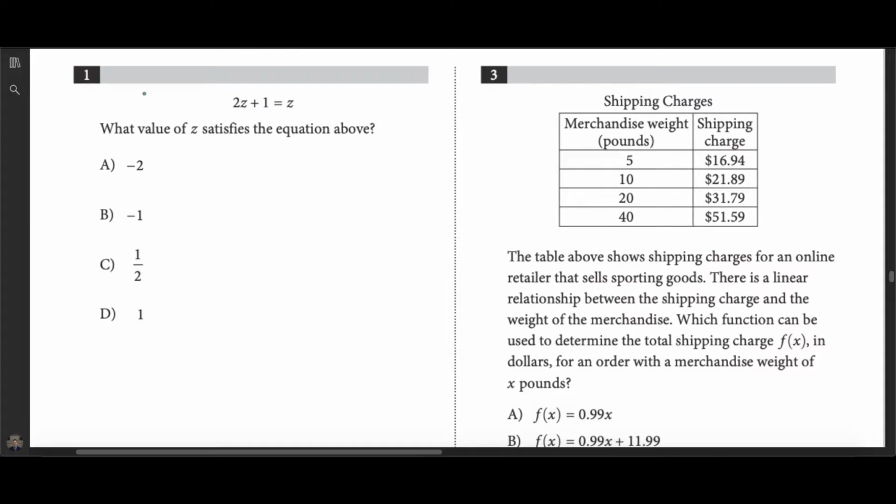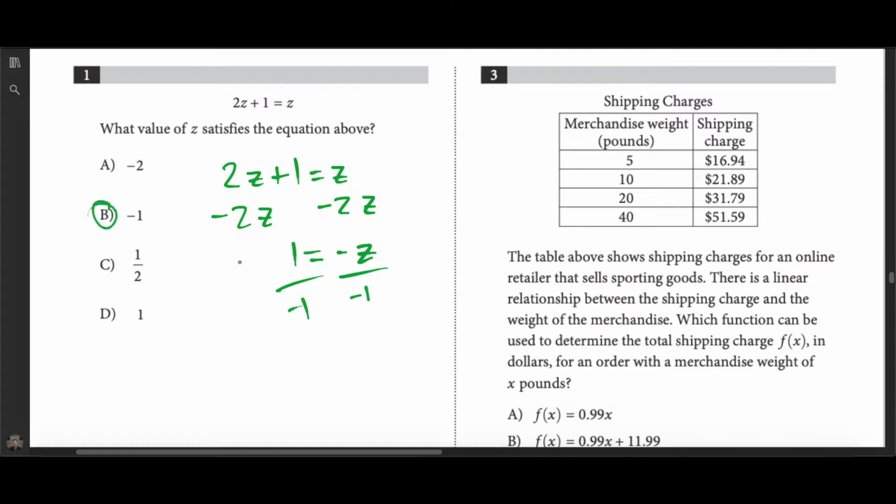So this one's asking, what value of z satisfies the equation above? In other words, just solve for z. The first one's always going to be a very, very easy question, so you should always definitely attempt the first one. You go ahead and rewrite this, and then, of course, combine your z's. So minus 2z from both sides. You get 1 is equal to negative z. And then, of course, to get a positive z, you go ahead and divide by negative 1. And your answer would be B.